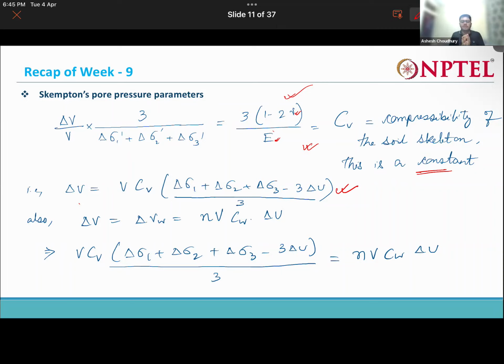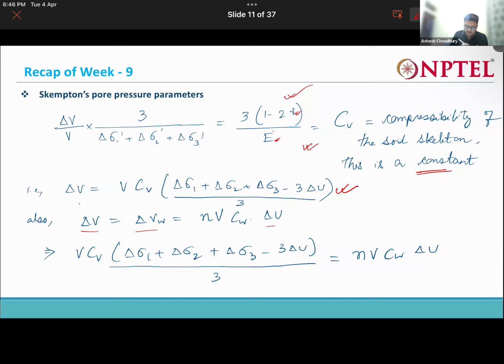The total change in volume of the soil sample is equal to the change in volume of the pore space. The volume of the pores will change, and that will be reflected in the change in total volume of the soil. So the change in volume is equal to the change in volume of the pore space.